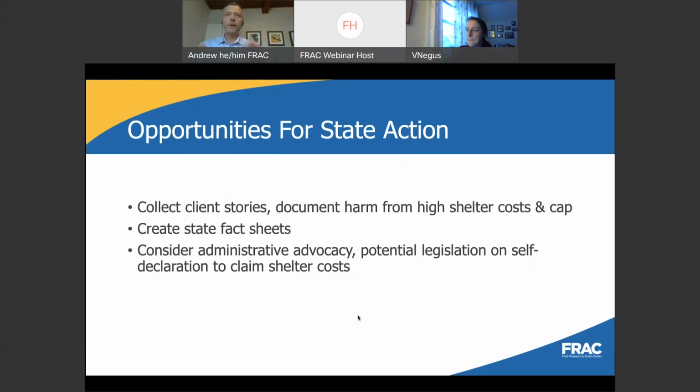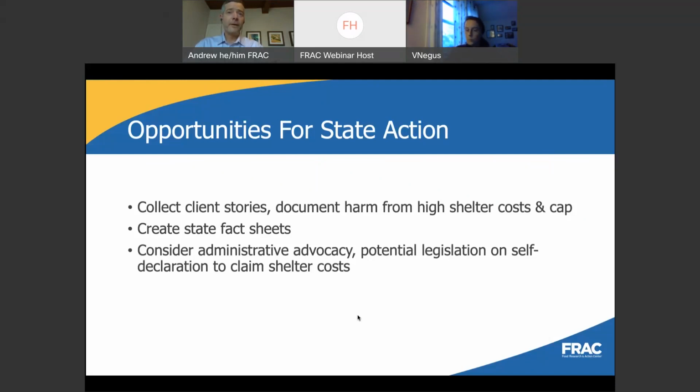So Vicky already mentioned some of these, but just to reinforce some opportunities for state action. And again, if there are appropriate places for FRAC to be supportive, we'd be delighted to do that with you. Vicky mentioned the data earlier, but we always know that pairing data with stories is helpful, especially as families may be experiencing eviction and other pressures, to document that harm from the high shelter costs and the cap. We know that is always compelling to really pull policy focus.